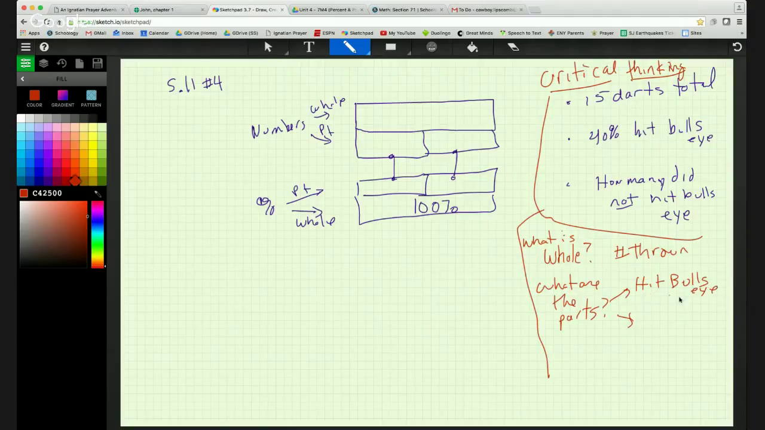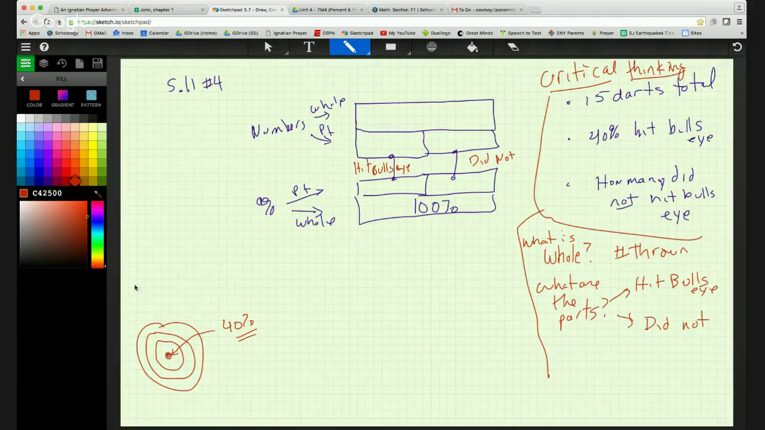The bullseye on a dartboard is that middle spot, and then you have rings that go like this. He hit that bullseye 40%. He's a great shot, and then 60% did not. So we can label our part one as hit the bullseye, and the other part did not.